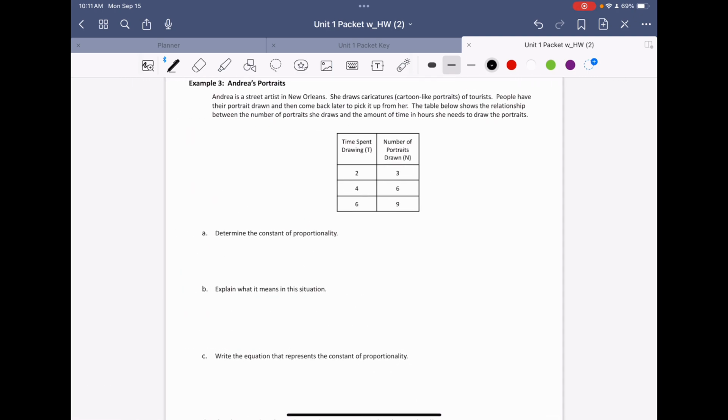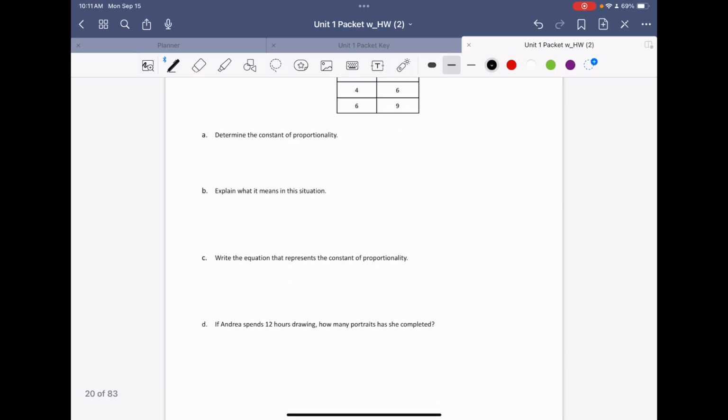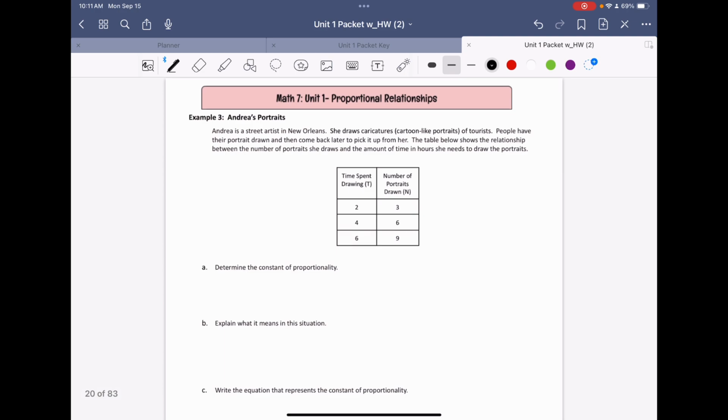It says, Andrea is a street artist in New Orleans. She draws caricatures of tourists. People have their portrait drawn and then come back later to pick it up from her. The table shows the relationship between the number of portraits she draws and the amount of time she needs to draw the portraits. Okay, first one says to determine the constant of proportionality. I would like you to pause the video and please try A, B, and C and D on your own. When you are all set, please unpause and check.